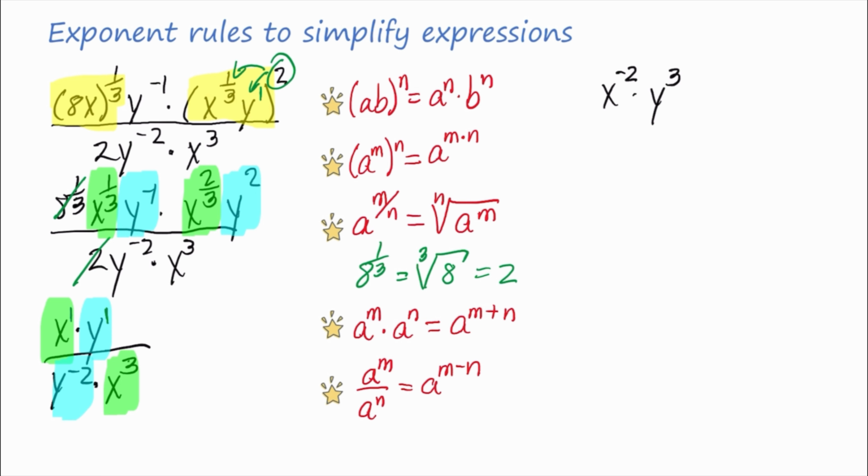An important thing to remember is that as long as we have a negative exponent, our work is not done. Our expression is not yet simplified. So we have to take care of that -2. And we will do that using the negative exponent rule, which will turn x to the -2 into 1 over x squared. So the final answer will be y cubed over x squared.